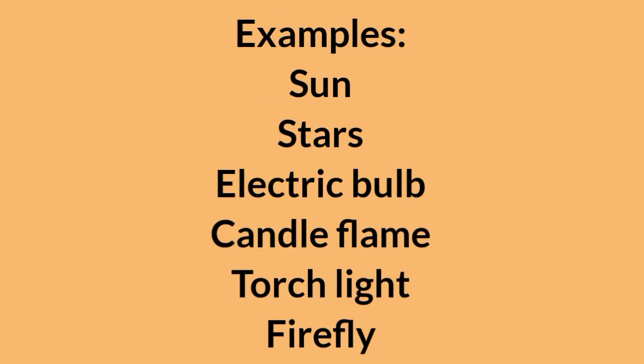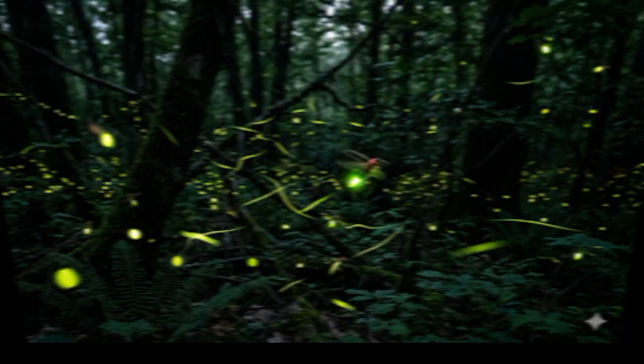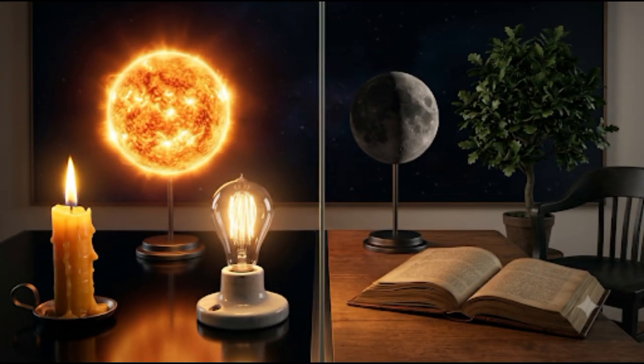They are luminous. Examples of luminous objects are sun, stars, electric bulb, candle flame, torch light and firefly. All these things produce light, so they are called luminous objects. Luminous objects may be natural, such as firefly, or may be artificial, such as candle or bulb.